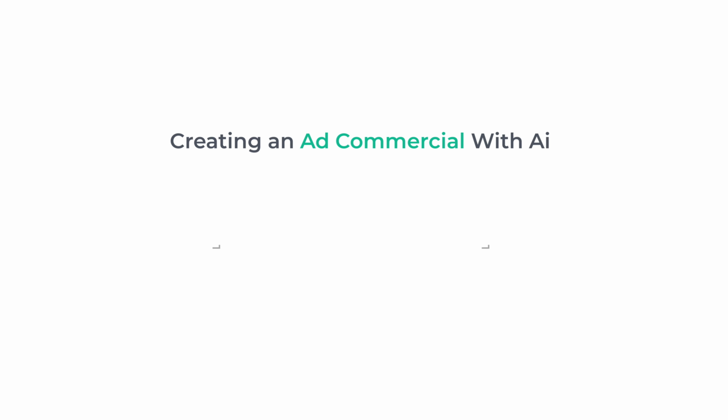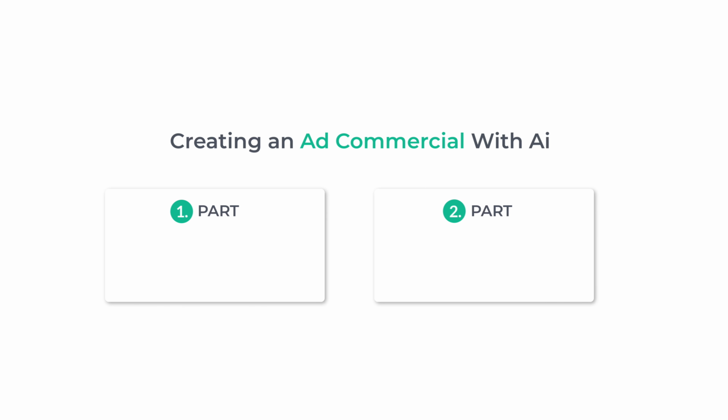So to create an AI commercial ad, we are going to do two parts. The first part is to generate the content for our ad. To generate the content for our ad, we are going to do 3 steps. The first step is to generate the script.